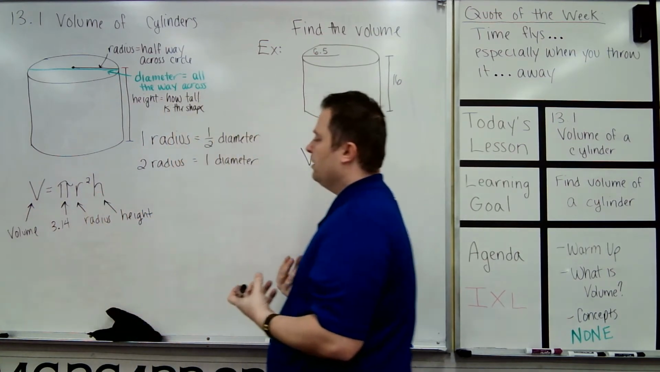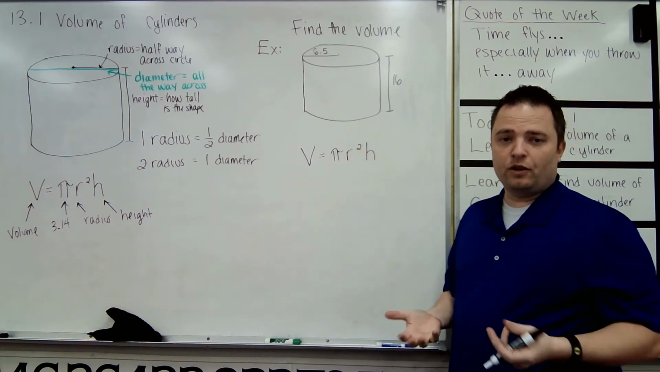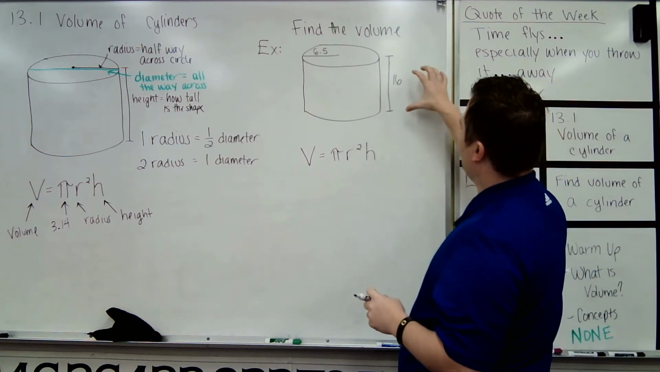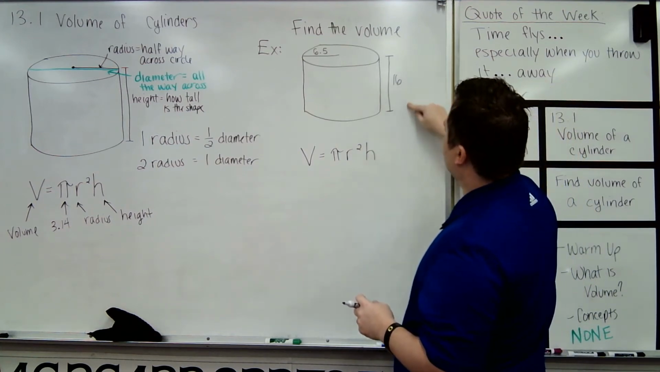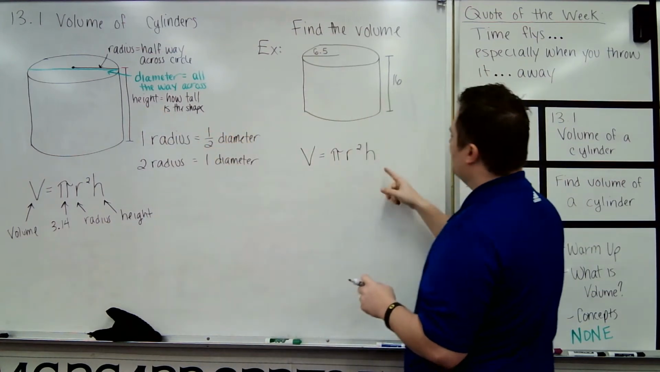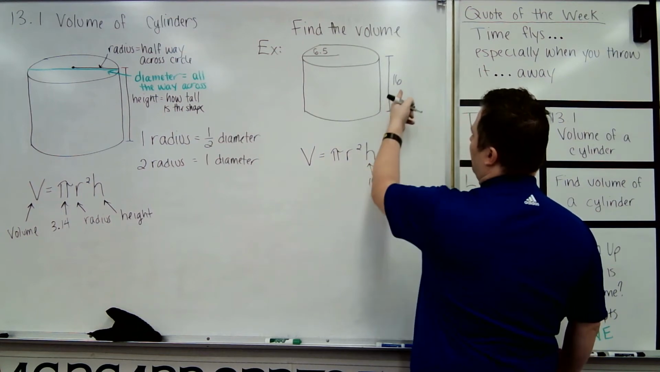Now, it's my job to determine what information am I given to be able to solve for what the volume is. Well, let's take a look. In this particular example, I'm given 16, and it's the distance from the top to the bottom. Oh, okay, that is my height. So the height, I can think of this as the number 16. This is equal to the height.